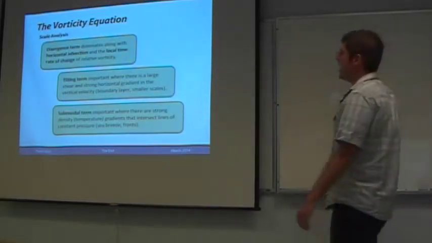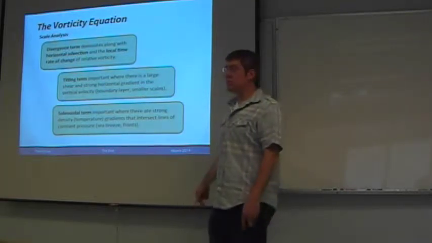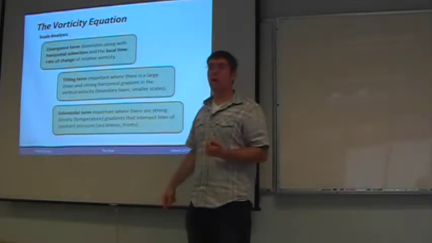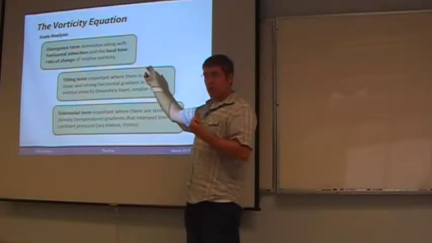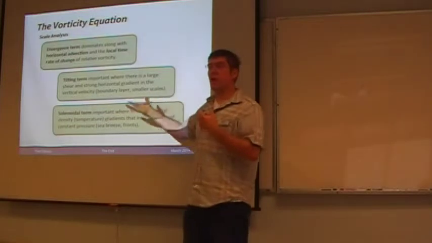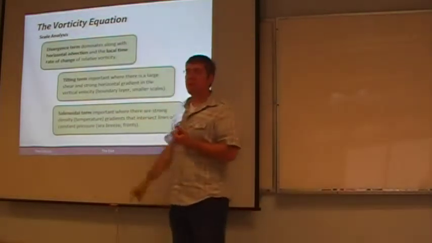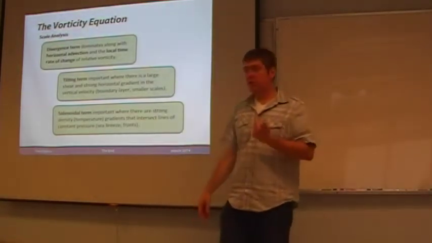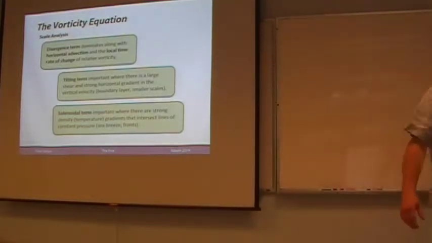So the vorticity equation had a divergence term, tilting term, and solenoidal term. We did a scale analysis on these terms and found that the tilting term and the solenoidal term were both one order of magnitude smaller than the material derivative term and the divergence term. And consequently, in coming up with our vorticity equation to describe large-scale mid-latitudinal weather fields, primarily the divergence term was the only thing that was important. So we neglected the other terms from this equation in order to come up with a simplified vorticity equation.